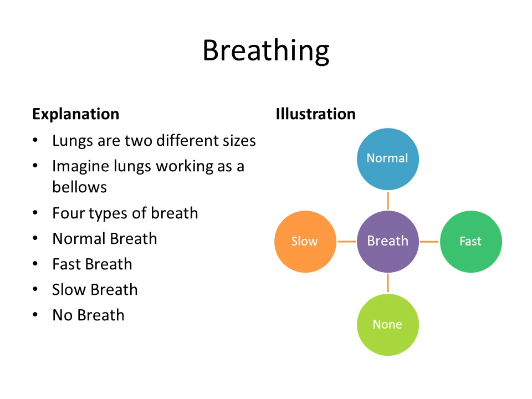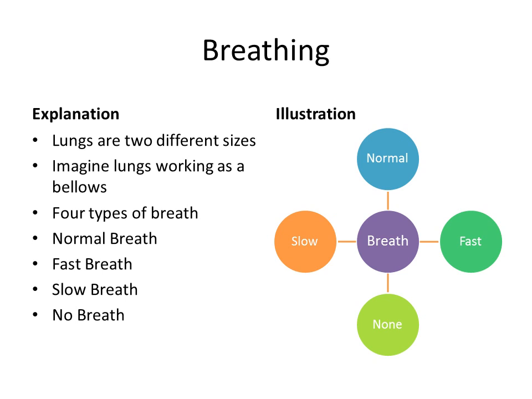Now, breathing is the next thing we need to look at. The illustration shows 4 different types of breath: a normal breath, no breath, slow breath, and fast breath. To breathe correctly, you have to remember a few different things. First of all, your lungs are 2 different sizes. Your left lung is smaller than your right lung to make room for your heart. But in order to breathe properly, both lungs have to fill up at the same rate. Next, you have to imagine your lungs working as a bellows. A bellows is an old-fashioned device used to get fires started and make them go stronger.